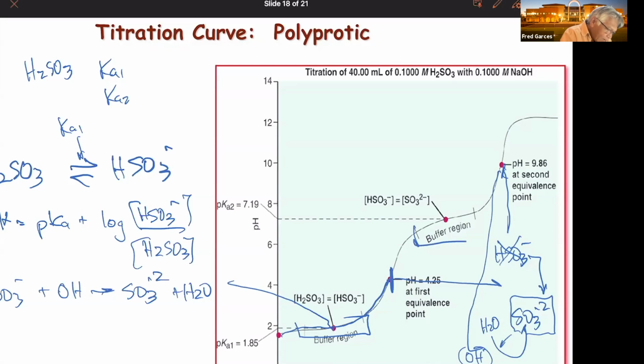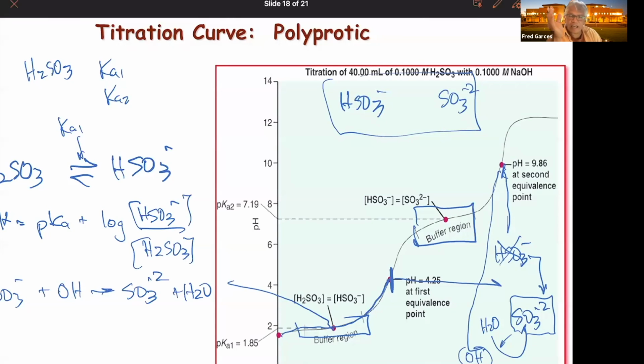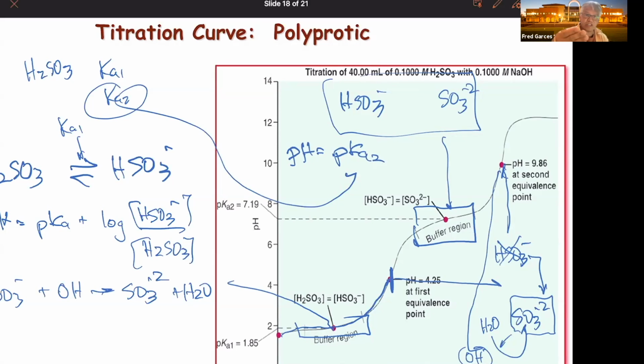This buffer region right here, that's when the HSO3 minus and SO3 2 minus are in the same solution. You're not looking at H2SO3 anymore. That's bygones. Here, you're just looking at that. And what you can do is calculate the pH using the Henderson-Hasselbalch equation. The pH at that point is equal to pKa2, because it's the second hydrogen that's coming off, plus the log of the conjugate base, SO3 2 minus over HSO3 minus.